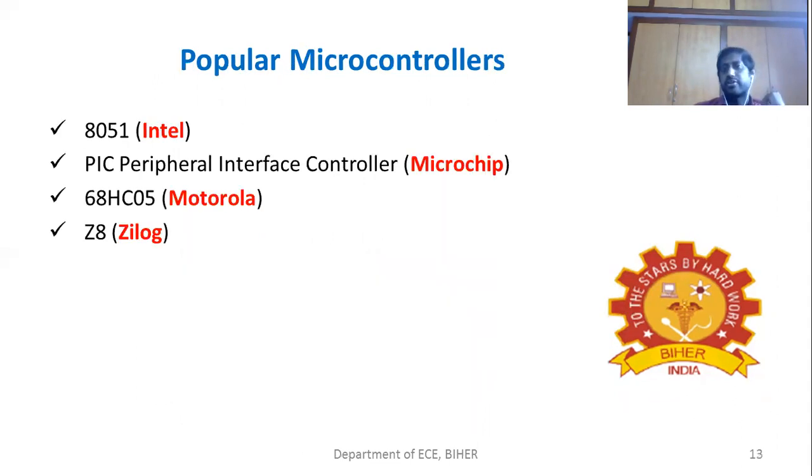Some popular microcontrollers are used. The Intel 8051 is a mostly used 8-bit microcontroller, and the Peripheral Interface Controller developed by Microchip is also one of them. It is used in many real-time applications. Motorola and Zilog also developed their products. The PIC microcontroller, Peripheral Interface Controller, is mostly used in many real-time applications because of its IO device handling ability and timer and other related functions. It is preferred. So we will go further to explain the details of this Peripheral Interface Controller.